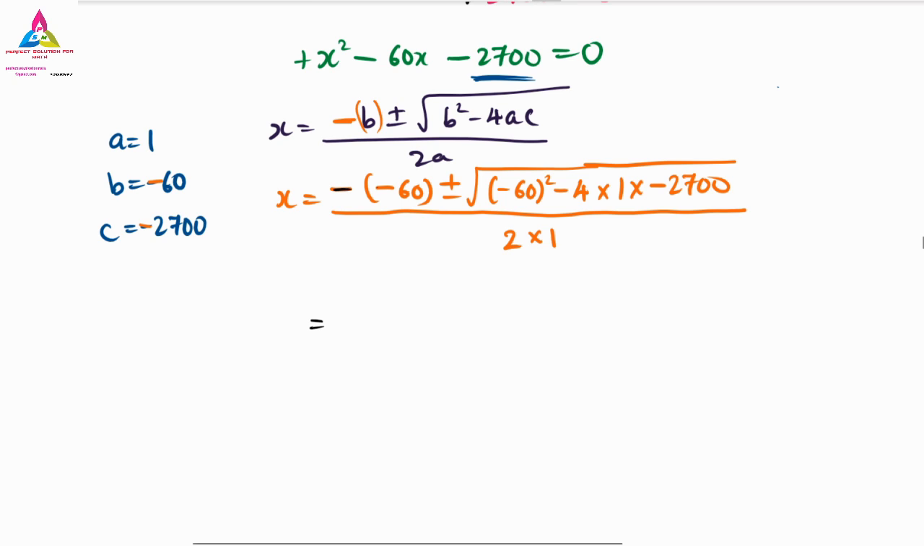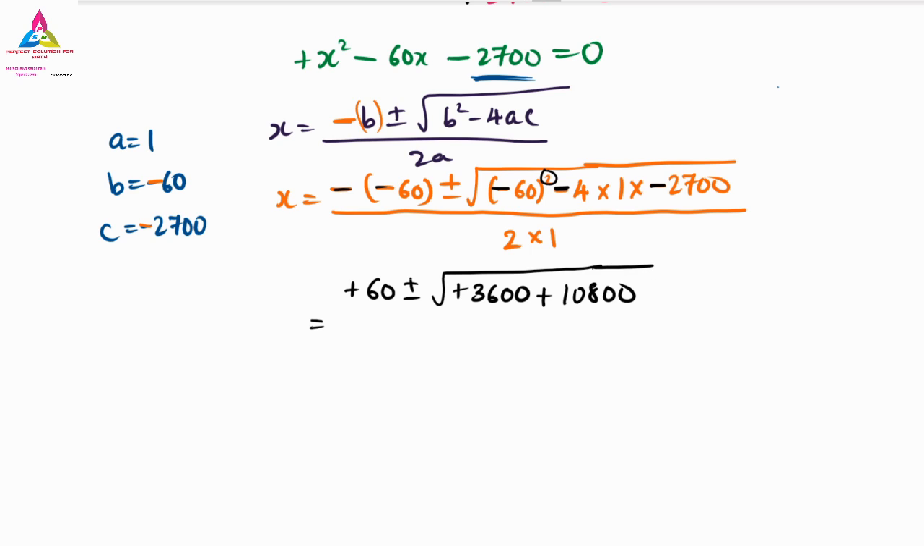So here we have minus and here we have minus, so it will be plus 60 plus or minus root. Minus square is positive, 60 square is 3600. Next is minus, here we have into minus, minus into minus is positive, 4 into 2700. 4 ones are 4, 4 sevens are 28... adding 27 repeatedly, 54 plus 54 is 108. So it will be 10,800. Whole divided by 2a, that is 2 ones are 2.